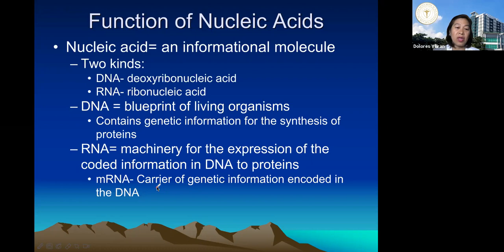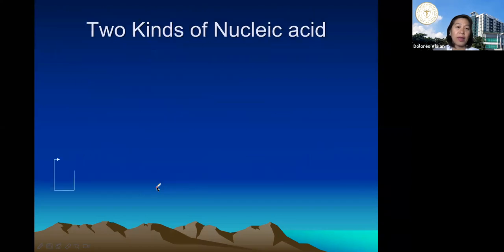So if I ask you in the exam which among the following is considered a carrier or storage of genetic information, then you can answer both DNA and RNA. But in eukaryotic organisms like human beings, DNA is the blueprint that contains genetic information, while mRNA is the carrier of genetic information. Okay.